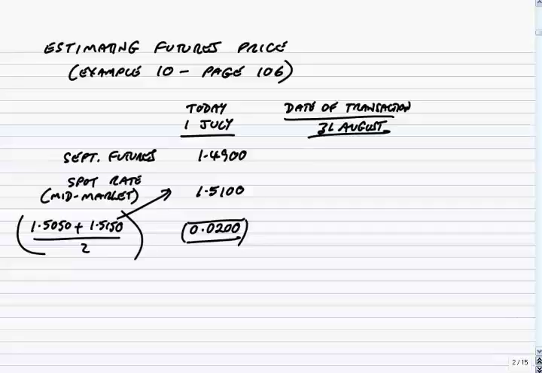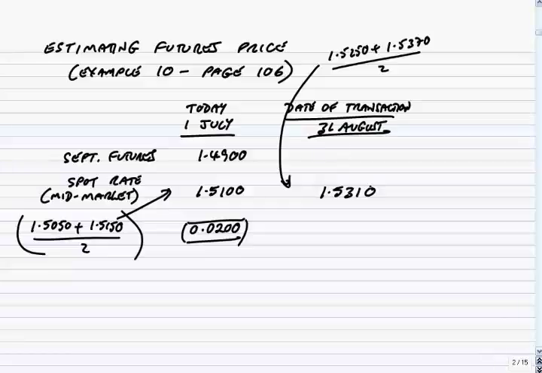Well, we know what the spot rate is on 31st of August. And again, I'll use the mid-market, the average. The average of 1.5250 and 1.5370, which gives me what? Sorry, my calculator went wrong. 5250, 1.5370. The average is 1.5310.